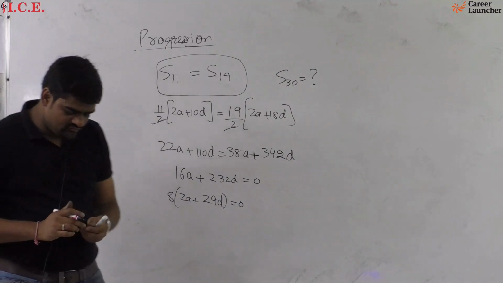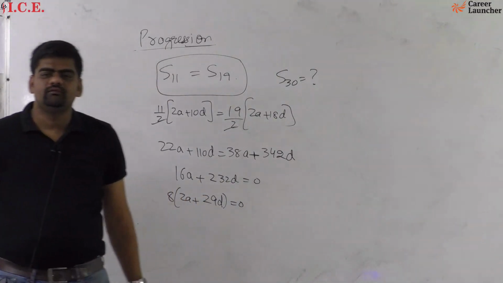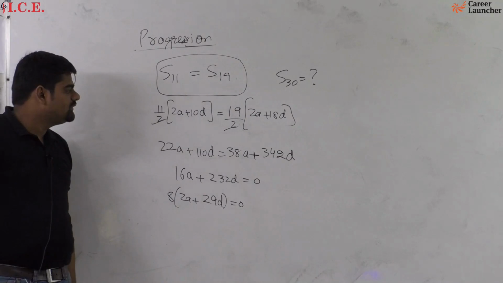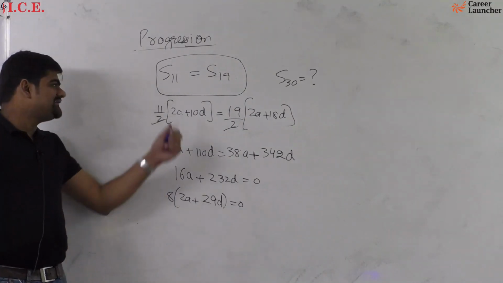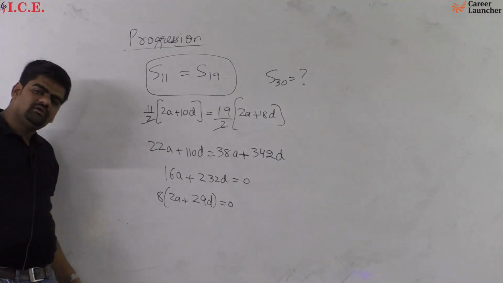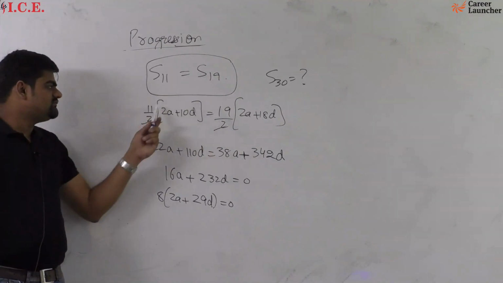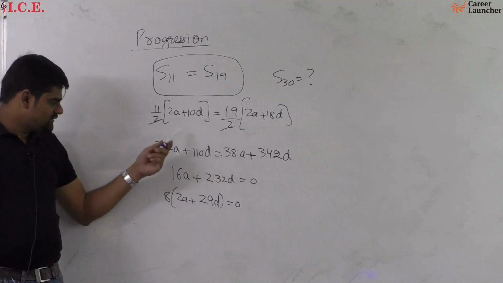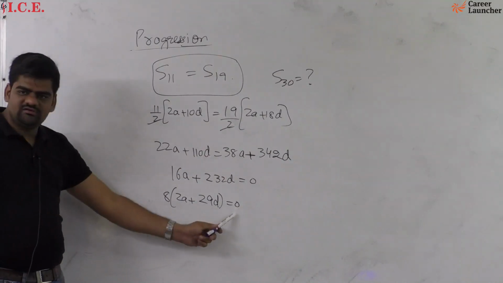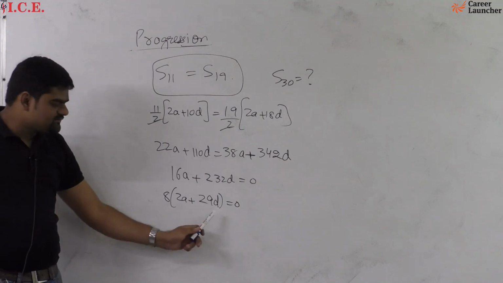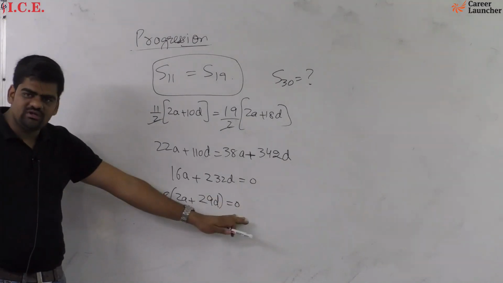Those who have not got the answer till now, can you look at the screen? We knew that S11 will be equal to S19. So I'm just equating the sum of 11 terms and the sum of 19 terms. If I solve this, you'll get this. Now 8 cannot be equal to 0, yes. That means 2a plus 29d, whatever is in the bracket, has to be equal to 0.